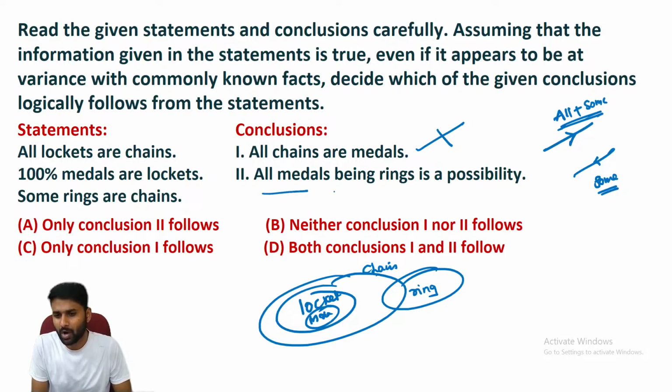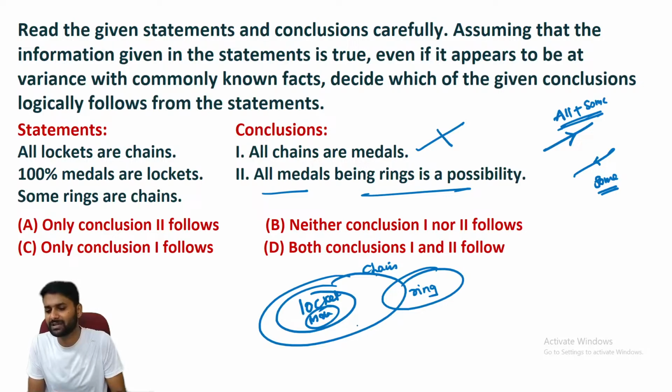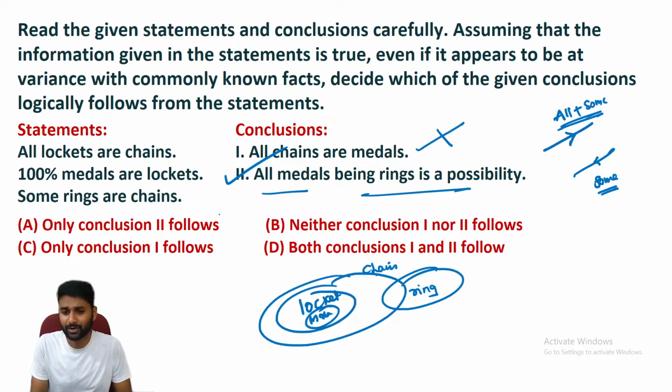Next one. All medals being a ring is a possibility. There is no direct intersection between the diagrams. That's why we can assume this kind of relation. Why? Because we can extend the picture. All medals can be rings is a possibility. All rings can be medals is a possibility. Both are possibilities, guys. According to this question, conclusion 2 is followed.